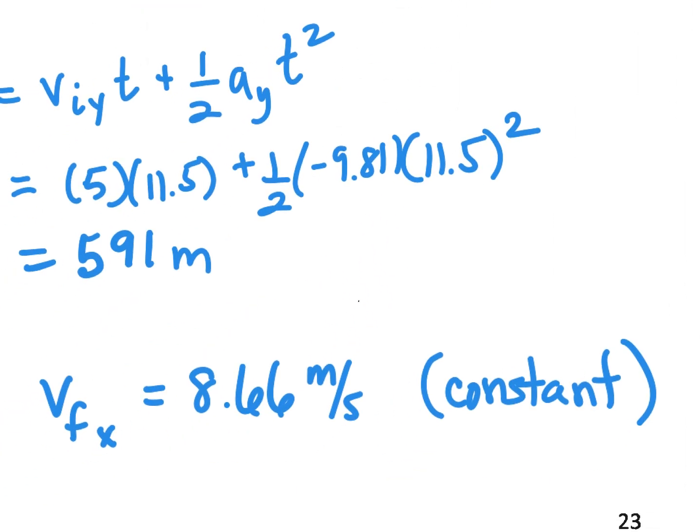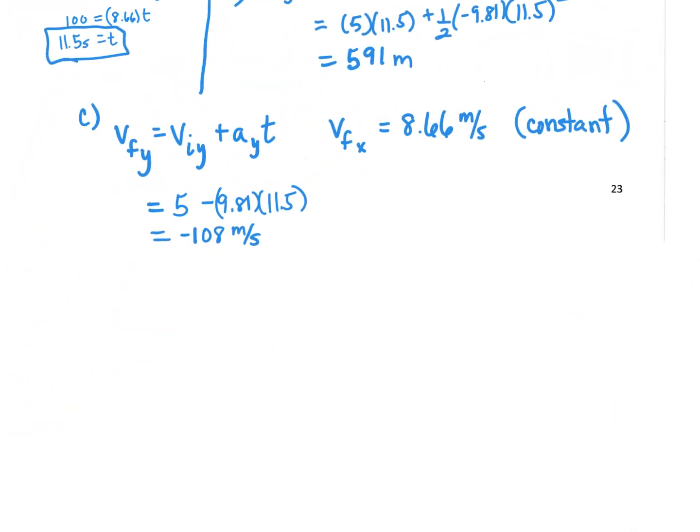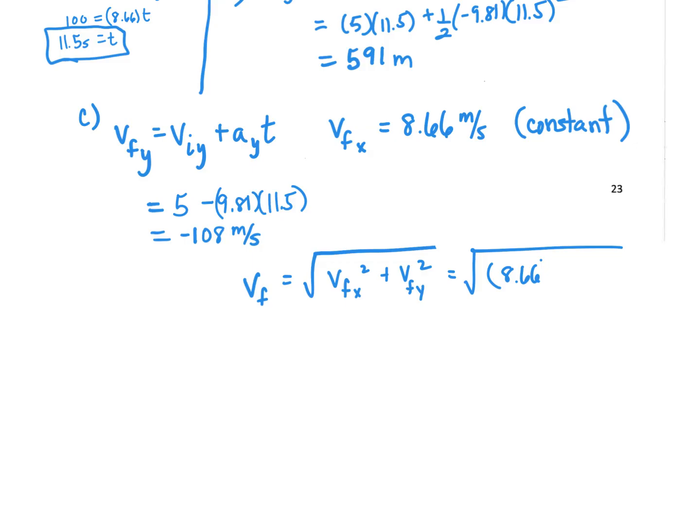If you got a positive, something went wrong. Okay, so we've got this. Now we got to put it together, don't we? So V final. Pythagorean, isn't it? V final in the X squared plus V final in the Y squared. It's all vector math. So what'd you get? About 108? Yeah. Okay. Yeah, if it's a whole lot in this direction and not a whole lot in that direction, is it?